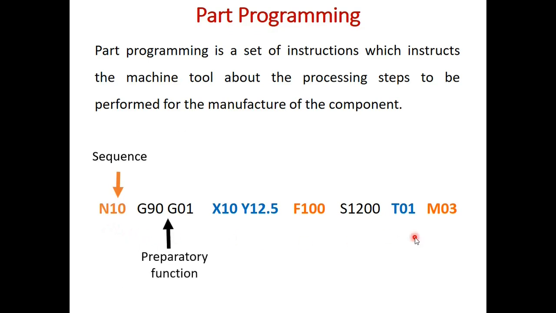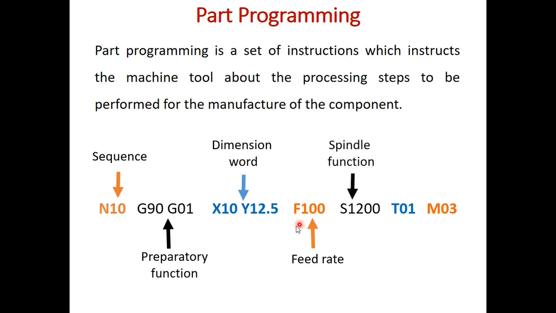G90 and G01 are all preparatory functions. Then the next ones, X10 and Y12.5, are the dimensions, that is, the coordinates given. F is nothing but the feed rate, so this is the feed rate given. S is nothing but the spindle speed, 1200, that is 1200 rpm is the spindle speed.